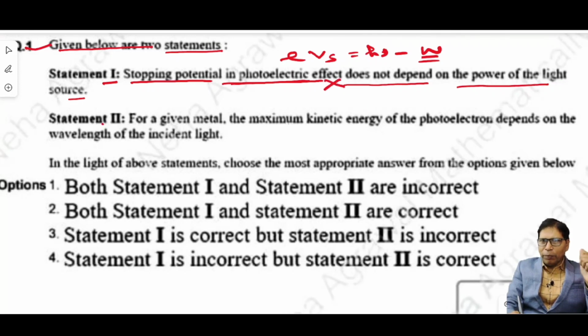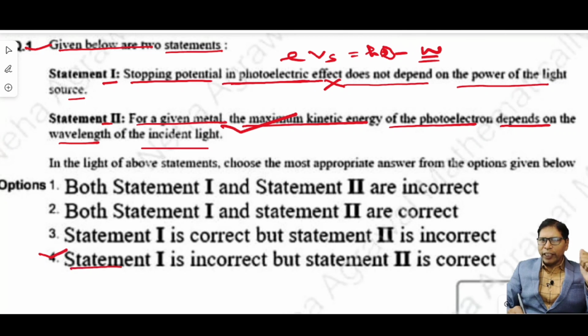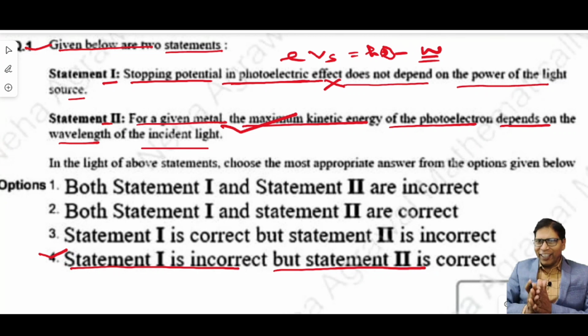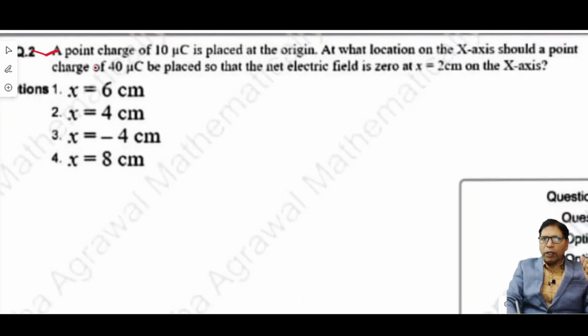Statement 2: for a given metal, the maximum kinetic energy of photoelectron depends on the wavelength of incident radiation. This is the correct one, and the other is false. Now look at option 4: statement 1 is incorrect, but statement 2 is correct. Now question number 2.